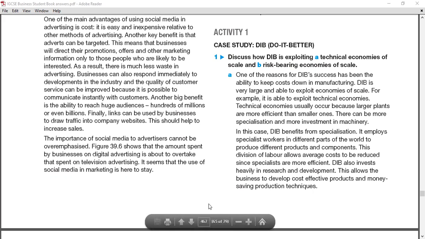In this case, we can see DIB benefits from specialization. It employs specialist workers in different parts of the world to produce different products and components. This division of labor allows average cost to be reduced since specialists are more efficient. DIB also invests heavily in research and development, and this allows the business to develop cost-effective products and money-saving production techniques. Okay, so this is how they answer this question.